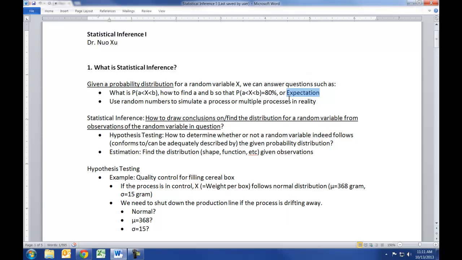And more importantly, we discuss the proper interpretation of these quantities in terms of the random variable as an underlying physical process. We also learn to use random number generation coupled with a given probability distribution to simulate an uncertain process or multiple processes to simulate a complex business situation for which a solution is otherwise not available.